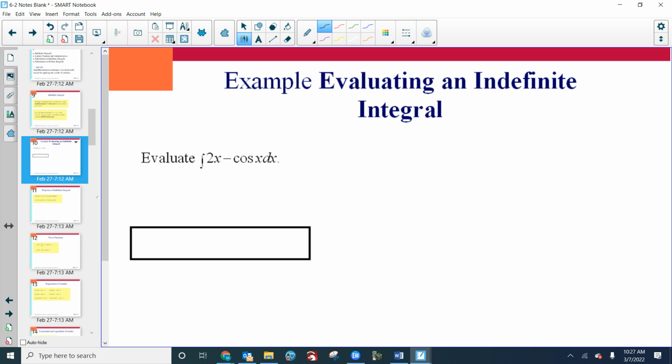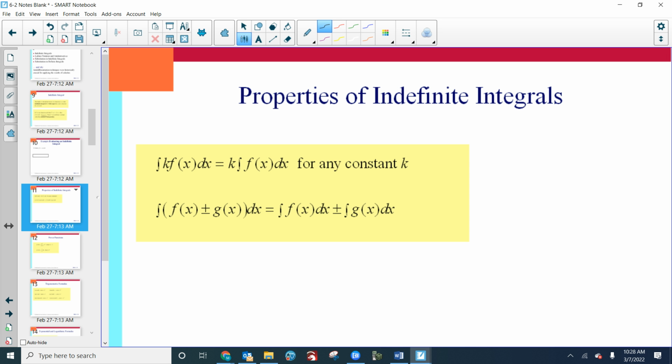Antiderivative of 2x minus cosine x? Everybody okay with it? x squared minus sine of x plus c. That is the antiderivative. Very good. And we know properties.